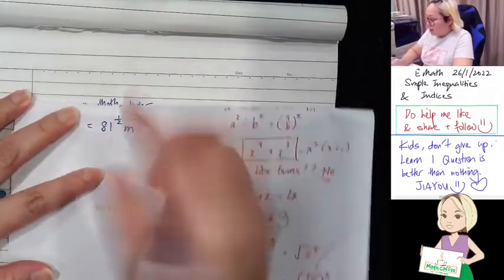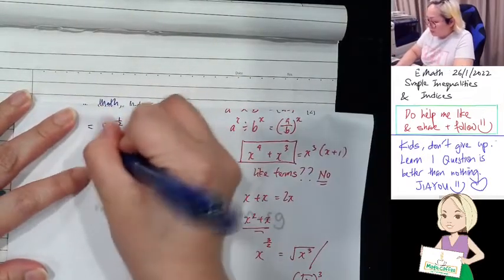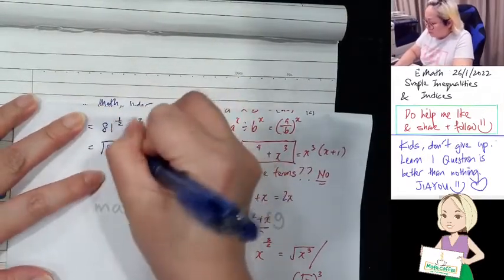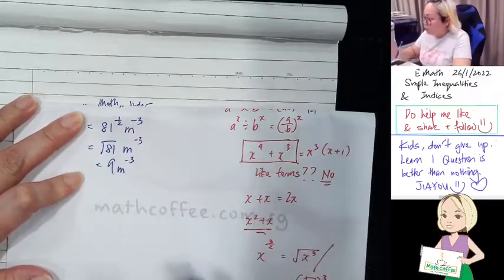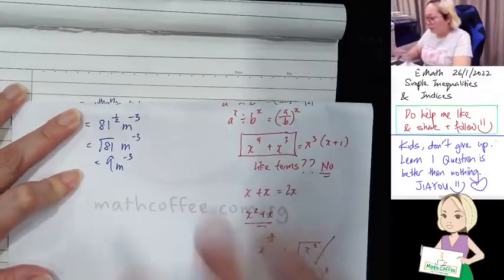So 81 to the power of half means square root of 81. And this one I just keep it first. So it will be 9m to the power of minus 3. And always leave your answer in positive index.